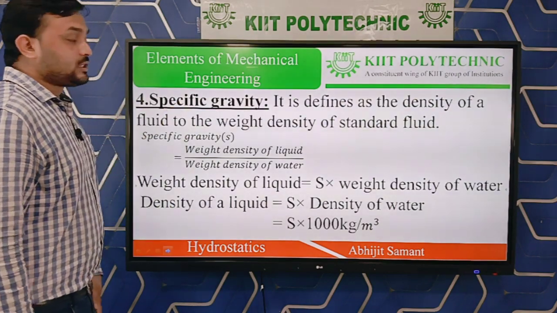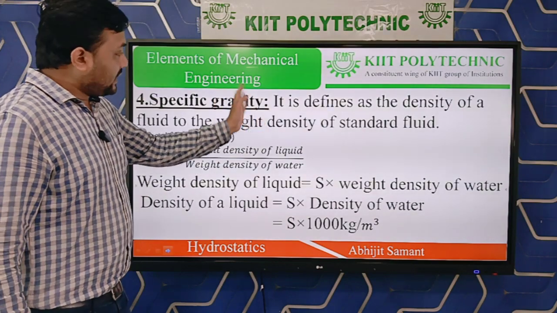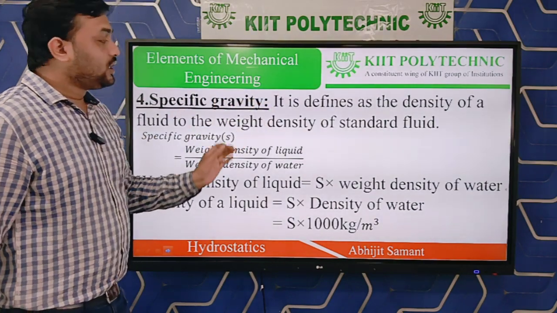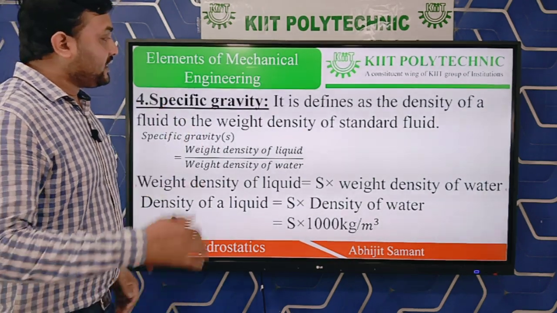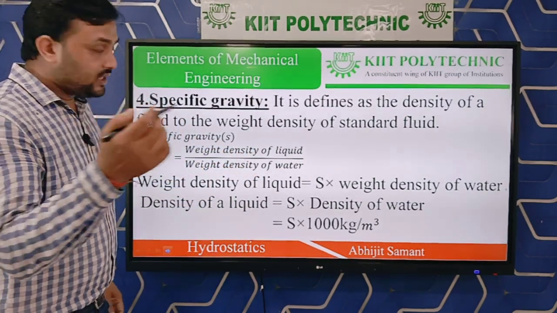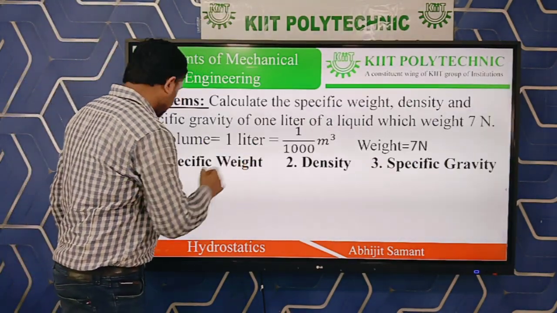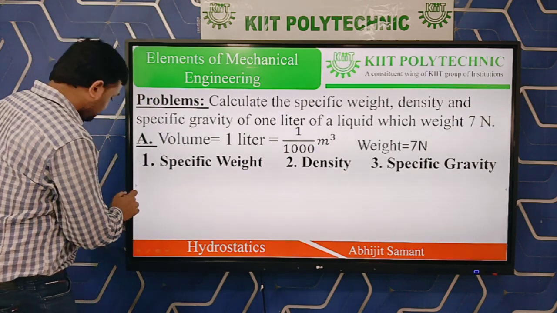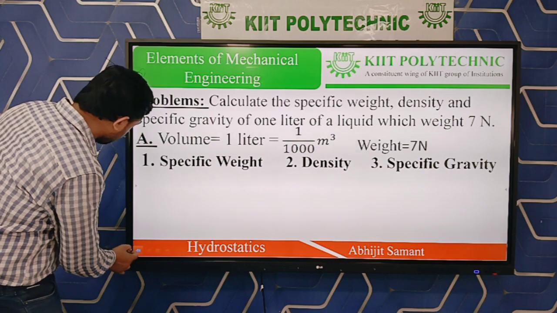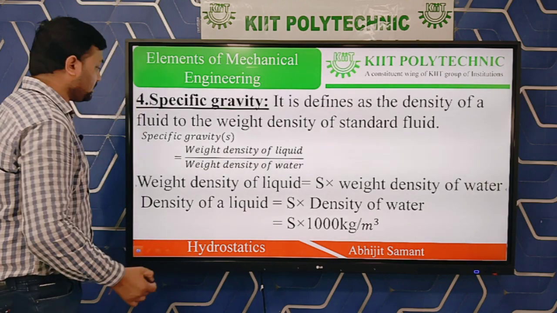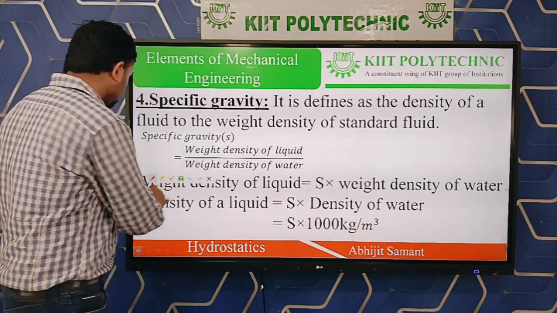Next one is specific gravity. What is the definition? It is defined as the density of the fluid to the density of the standard fluid. Specific gravity can be defined as the density of fluid divided by density of standard fluid. It is denoted by the letter S.